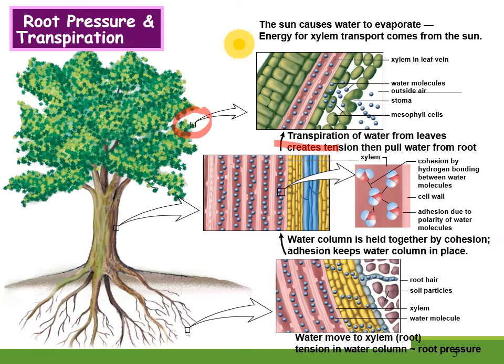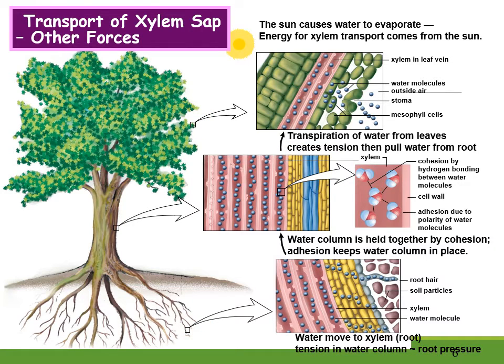However, it has also been shown that there exists another force that pushes from below. This is called the root pressure. And this root pressure is responsible for pushing water upwards along the stem. Root pressure is not enough to move water up to the leaf.